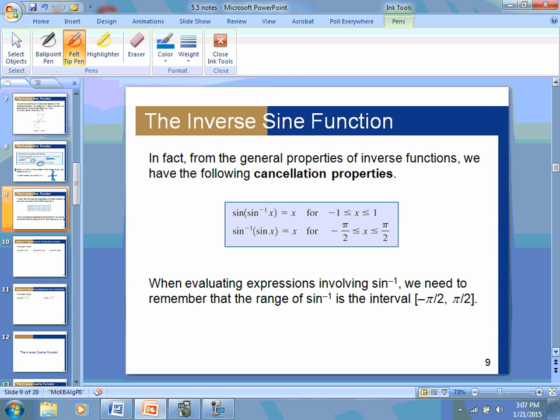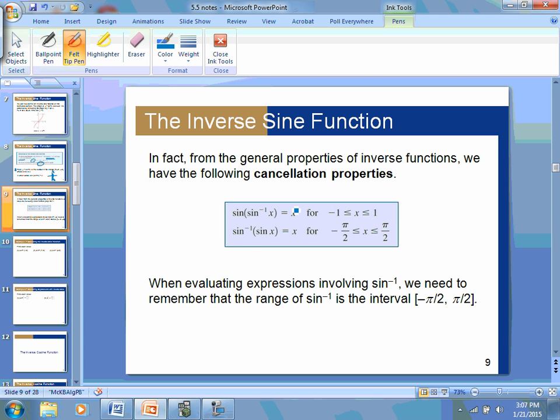Okay, now we're going to talk about these cancellation properties as well. We'll talk about those in example 3, but there are some instances where if you're dealing with the sine of a sine to the negative 1, so the inverse sine, if your x value that you're taking the inverse sine of is between negative 1 and 1, you can just cancel out the sine and the sine to the negative 1, and x will be your answer.